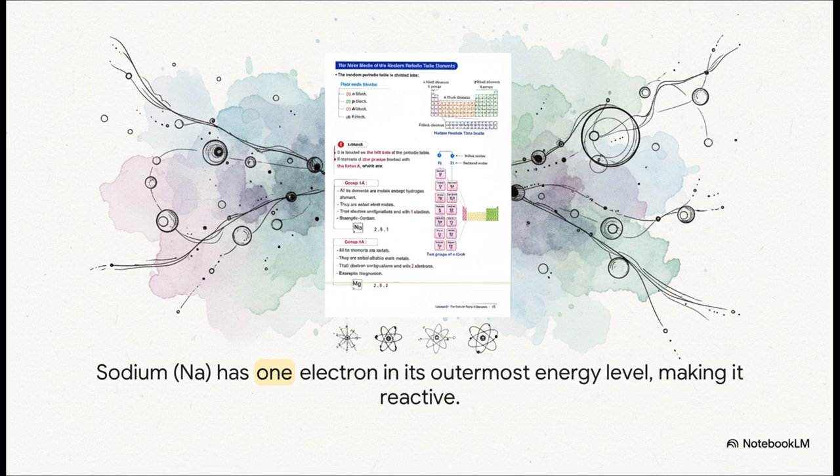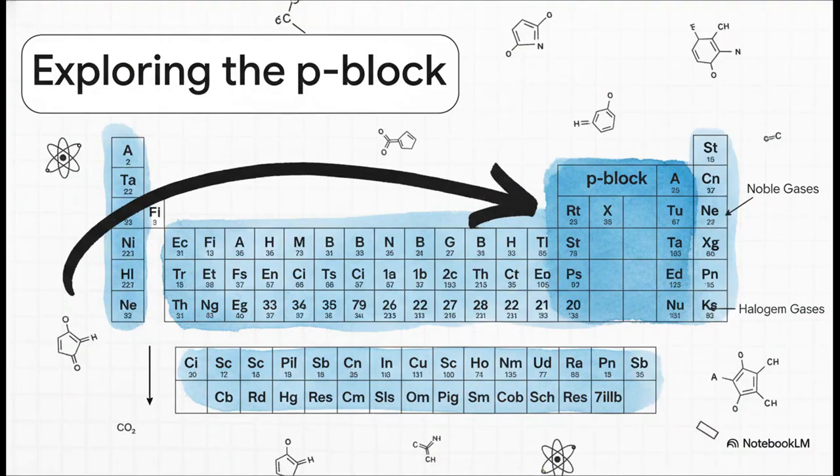And that one little electron is really desperate to find a friend, which is what makes sodium and its whole family super reactive. Okay, now let's jump all the way across the table to the P block neighborhood on the right-hand side. This area is a bit bigger. It's got 6 different groups, and it's home to some really famous families, like the halogens and the very cool noble gases.